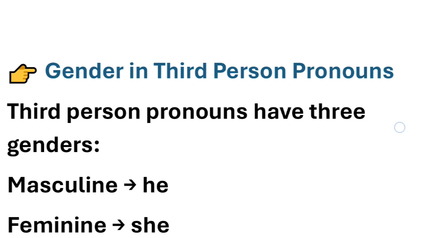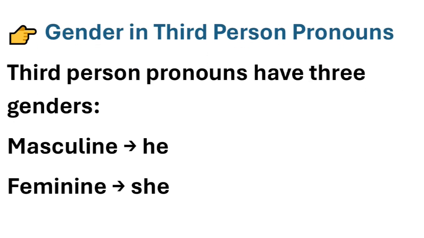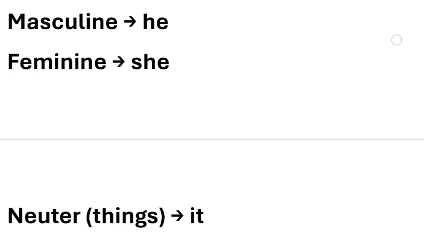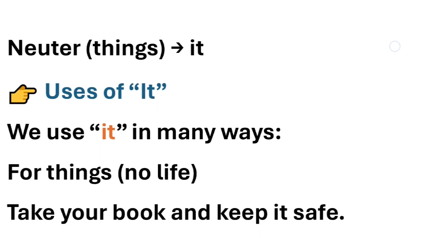Let's talk about it. Third person pronouns have three genders. Masculine gender. With this, the pronoun we use is he, and with feminine gender we use the pronoun she. And we have another gender also, which is neuter gender. We use the pronoun it with this. Neuter gender is generally used for things which are non-living.